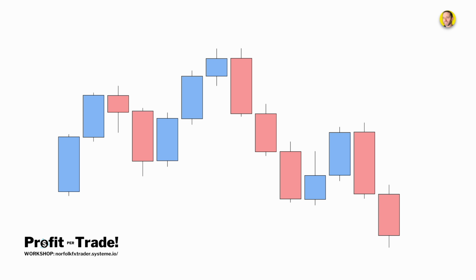What we're looking at here, let me get my drawing tool, is that we have a bullish move, a pullback, a bullish move, a break, bearish, pullback, continuation. Now that's quite easy for you to see and understand here.